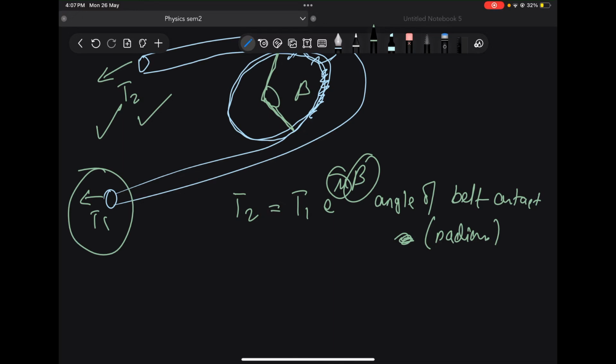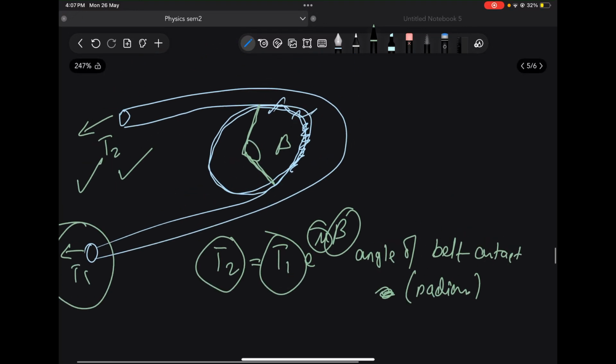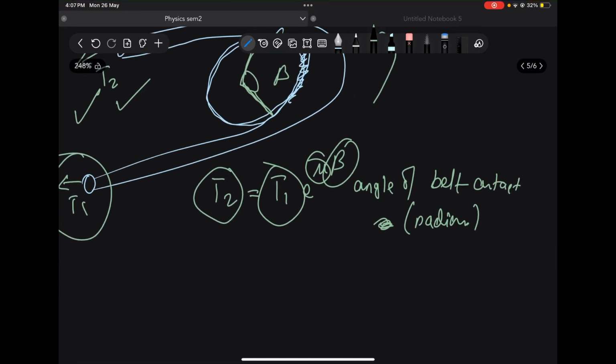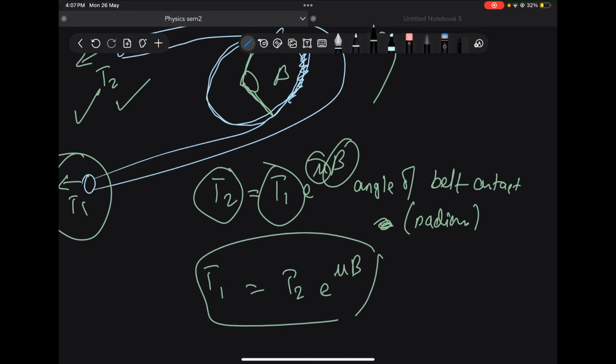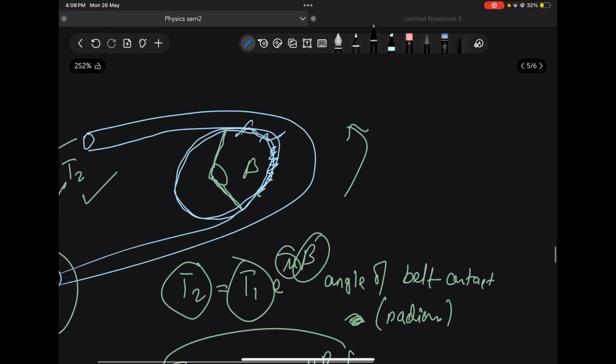Now how can you understand which of T2 and T1 is greater? This will be given in the question, or you might be given a rotating torque. So a rotating torque might be applied, and using that you can use the hit and trial method. You can either take T2 is equal to T1 e to the power mu beta, or T1 is equal to T2 e to the power mu beta, and using this you can calculate which force is larger. Whichever force is larger, opposite to that you will be given the rotating torque in order to stop the body from rotating, and you can calculate from there.